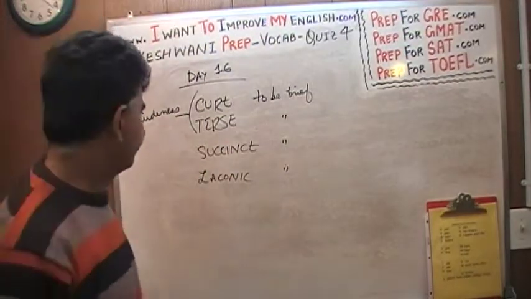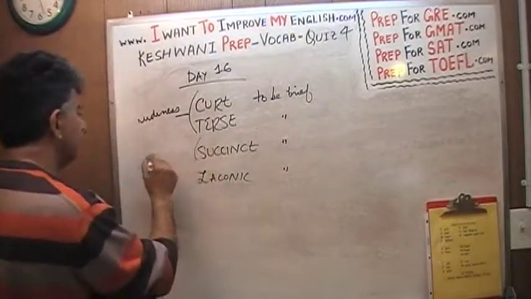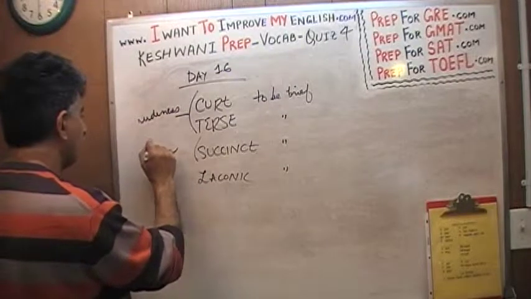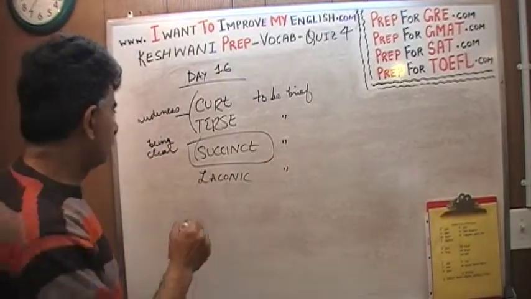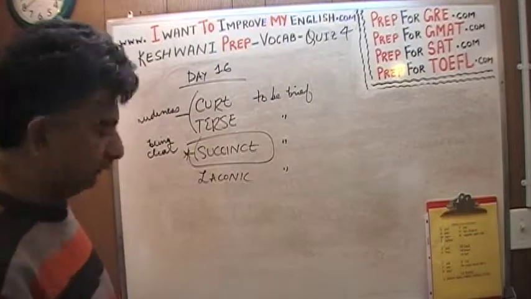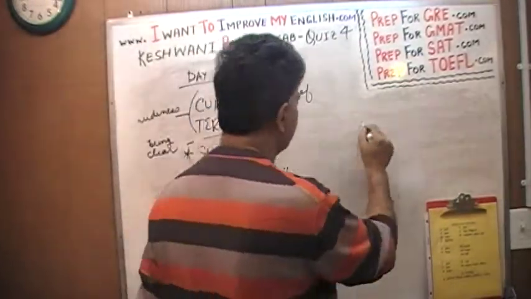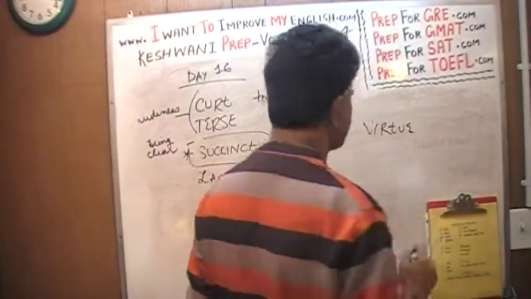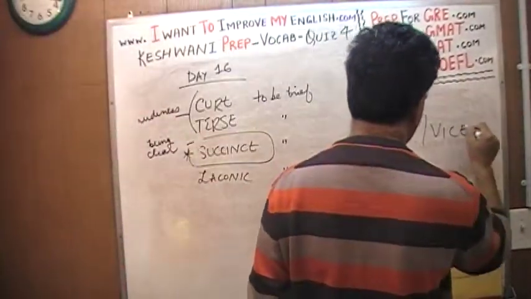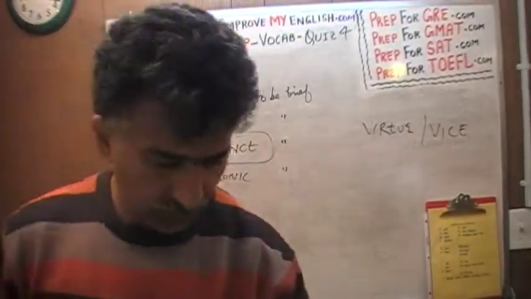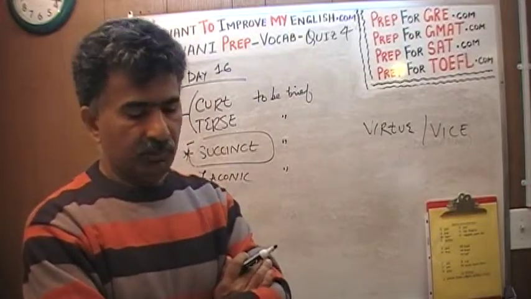What does it mean to be succinct? Well, succinct means to be brief, but it also has a connotation of being clear. So here there is no rudeness. Succinct is a good quality to have. Succinct is a virtue. And for those of you who still do not know the word, virtue means a good quality, a good moral quality, as opposed to a vice, which is a bad quality, an immoral quality. Dishonesty is a vice. Honesty is a virtue, obviously.